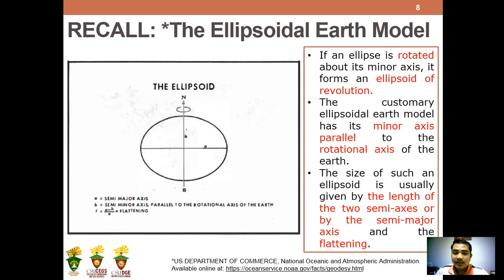The customary ellipsoid earth model has its minor axis parallel to the rotational axis of the earth, and the size of such an ellipsoid is usually given by the length of the two semi-axes or by the semi-major axis and the flattening. So its parameters are either given as the lengths of the two semi-axes, where a is the semi-major axis and b is the semi-minor axis.